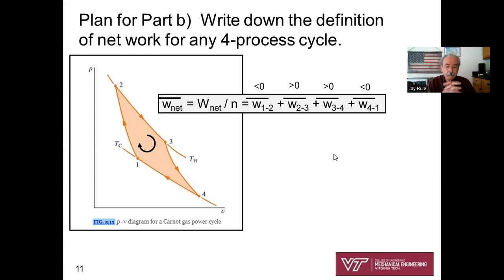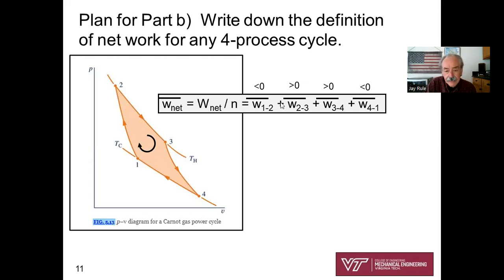How do we start part B? Well, let's write down what we're looking for. We're looking for W net bar as described in the problem. Well, that's W net divided by N. Okay. And what's that made of? It's made up of the work added together for each of the four processes. So I've written this down on my paper. That's worth some partial credit. Okay. Be a little partial credit on part B.